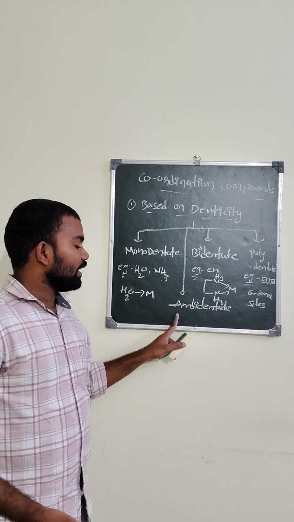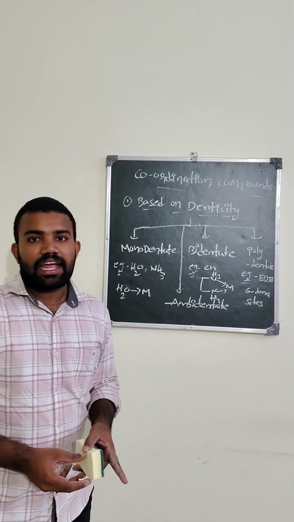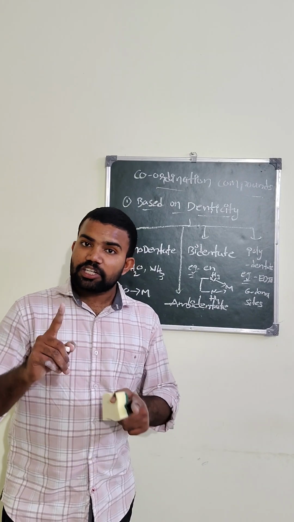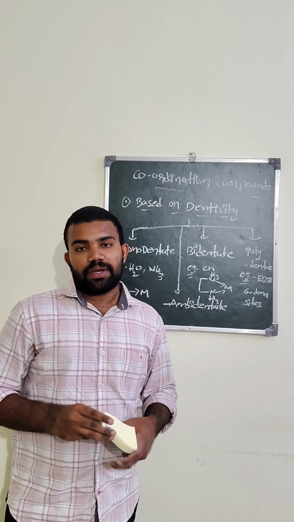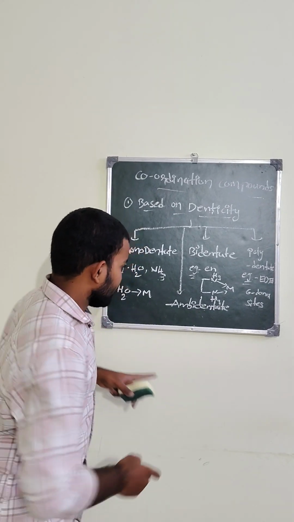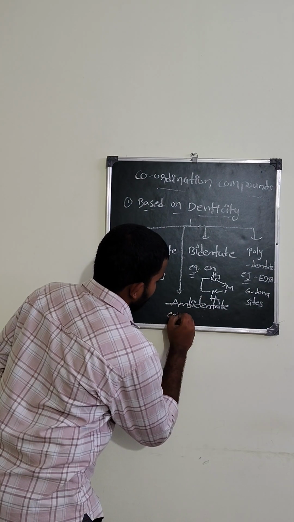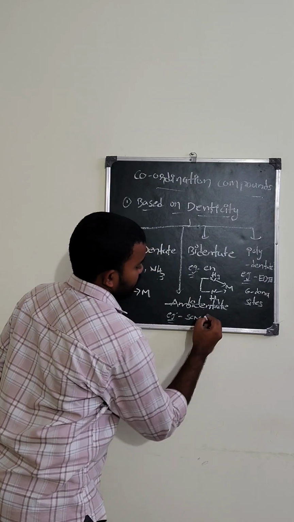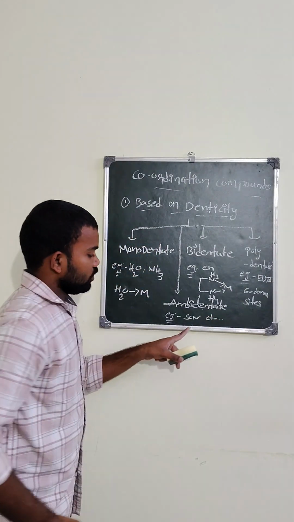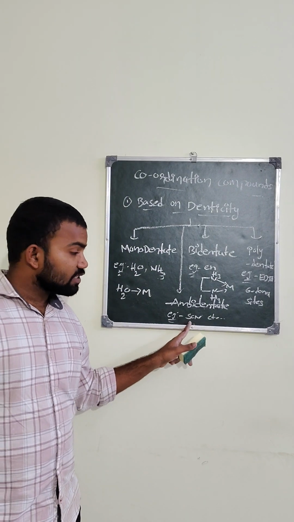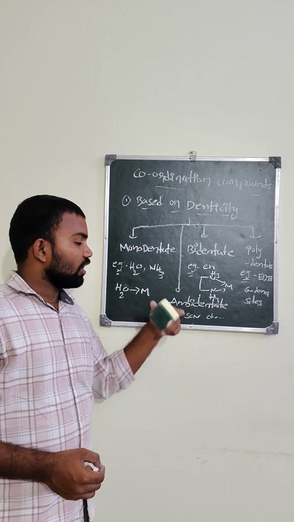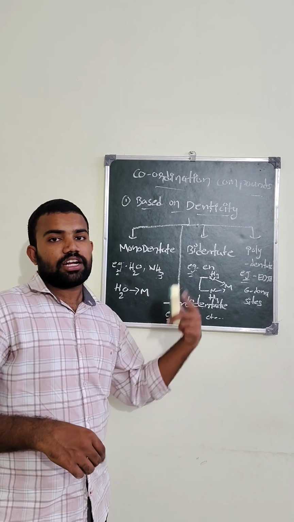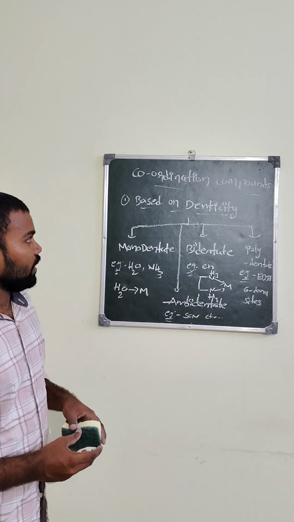What is an ambidentate ligand? In one ligand there are 2 donor sites available, but simultaneously it donates only one pair of electrons to the metal atom. For example, SCN, etc. Sometimes S will donate a pair of electrons to the metal, and sometimes nitrogen will donate a pair of electrons to the metal. So this is called an ambidentate ligand.